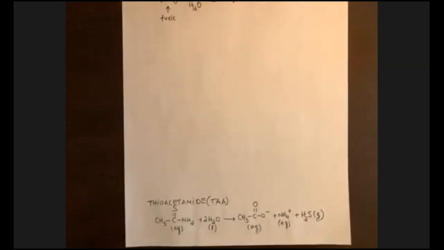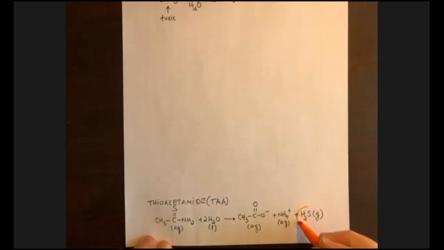And I have a formula here on the bottom. So this is thioacetamide, which we abbreviate TAA. And as you can see, thioacetamide in water decomposes into an acetate ion, ammonium ions, and hydrogen sulfide. And therefore, this is what becomes the source of our ions for our experiment, okay? So this is going to provide our ions of sulfide for our experiment.